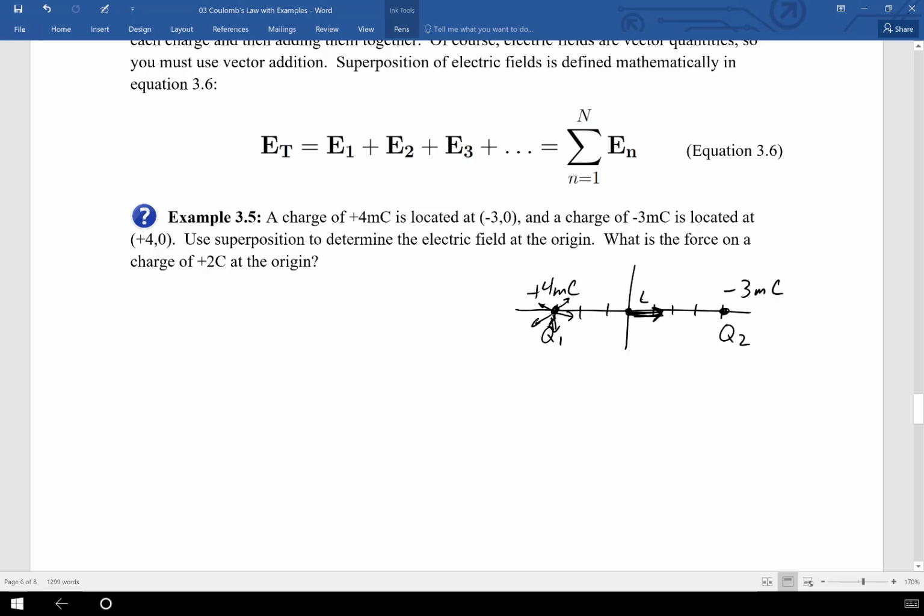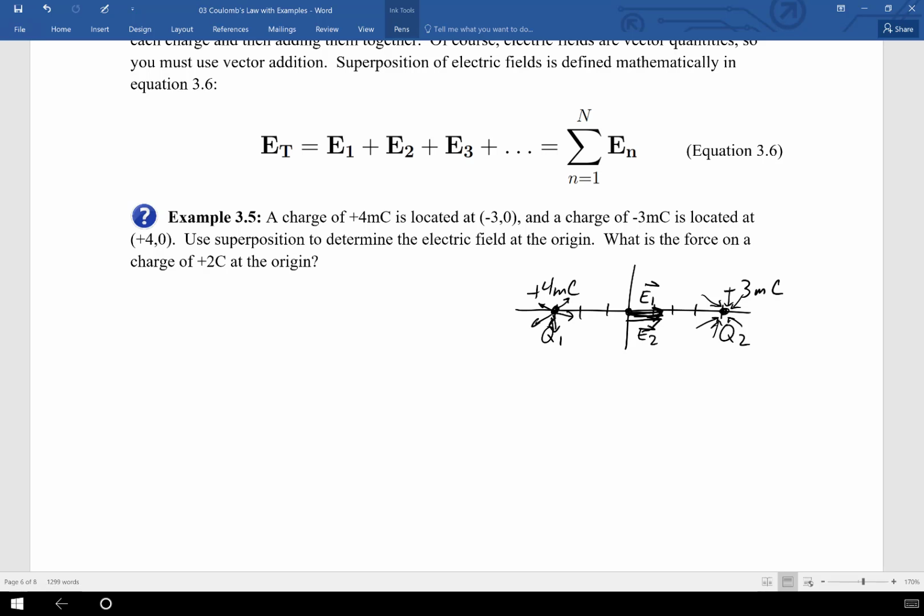So E1 is going to be pointing away from that charge. Q2, on the other hand, is a negative charge, which means that the electric fields are coming into that charge from every direction, including at the origin. And so I've got these two electric fields that are each drawn on top of each other. Both of them are pointing to the right. But remember that E1 is being pushed by Q1, whereas E2 is being pulled by Q2. So we have a push and a pull going on, and they're going to add up.